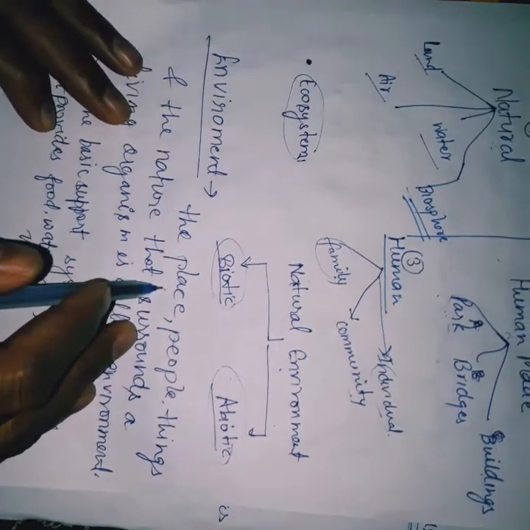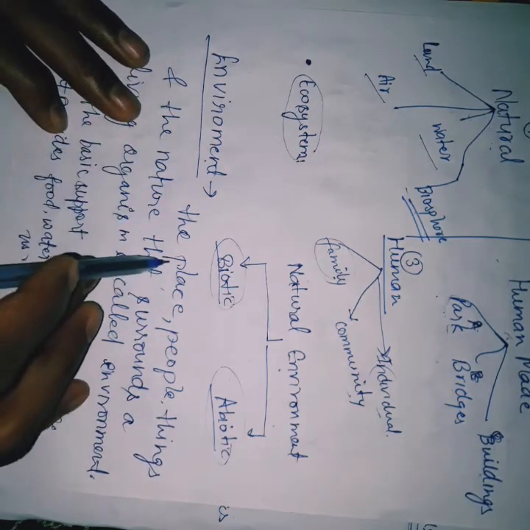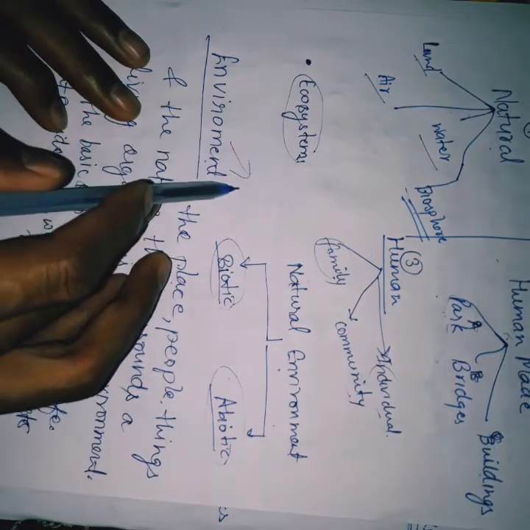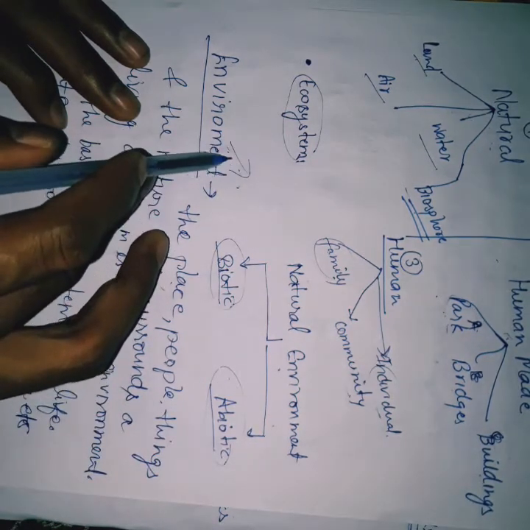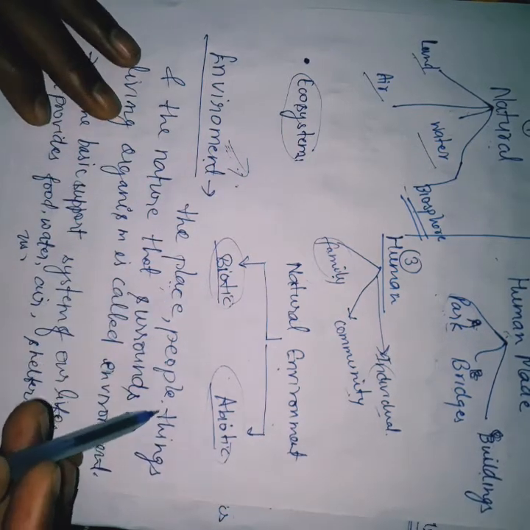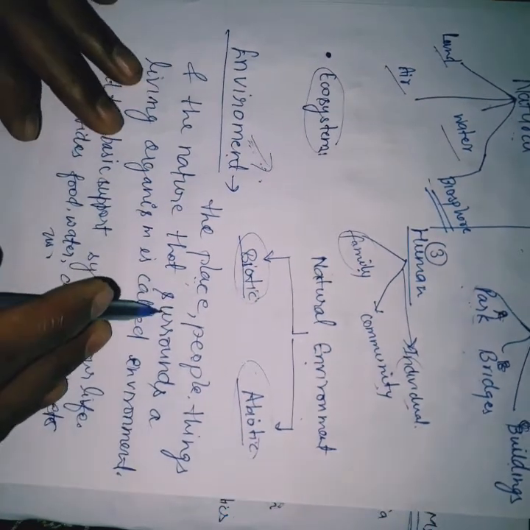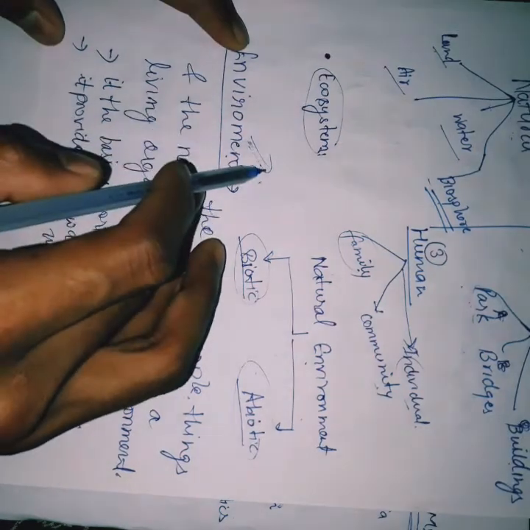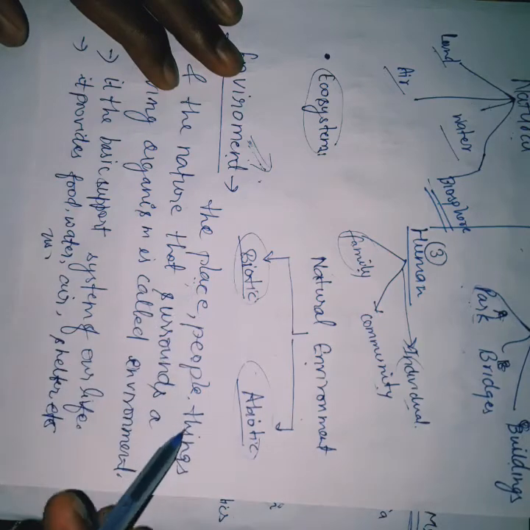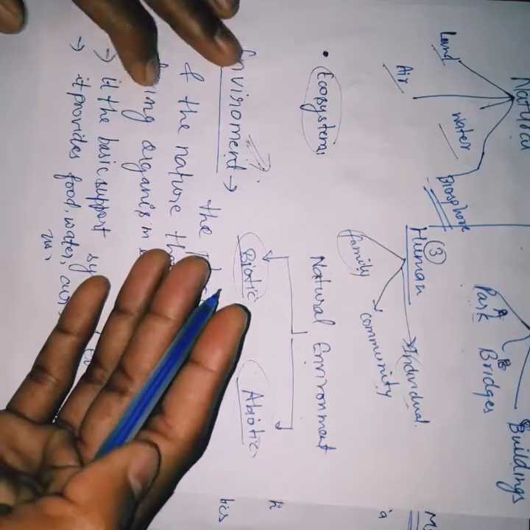So coming to the definition, let's know what the environment is. Environment means surrounding. You can just say in one word, environment means surrounding. In our surrounding there are many things: place, people, things, and the nature. It surrounds us, so we call this the environment.